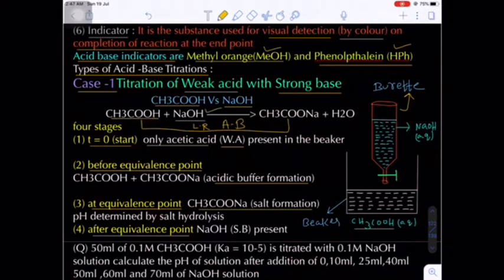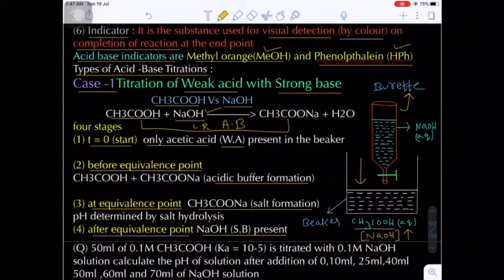Now after the equivalence point, what happens? The acetic acid will be completely consumed and still we are adding NaOH into the beaker. In the beaker, the NaOH concentration increases in the solution. Are you getting my point? That means indirectly the OH minus ion concentration increases after the equivalence point. So after the equivalence point, the pH of the solution is calculated with the help of NaOH, the strong base present in the beaker.